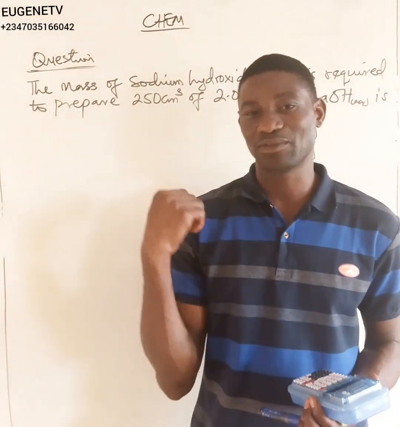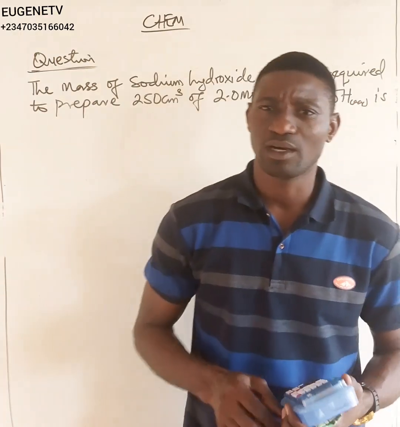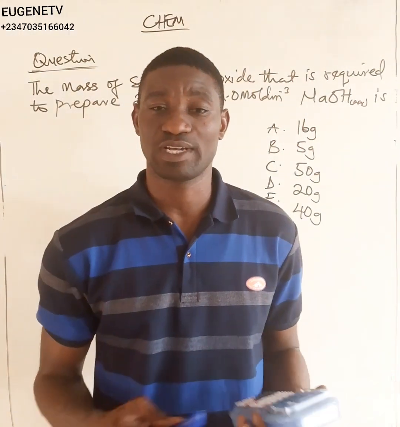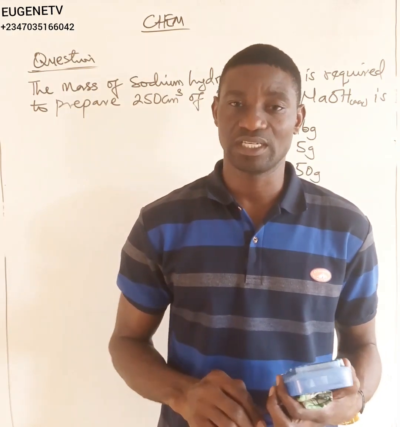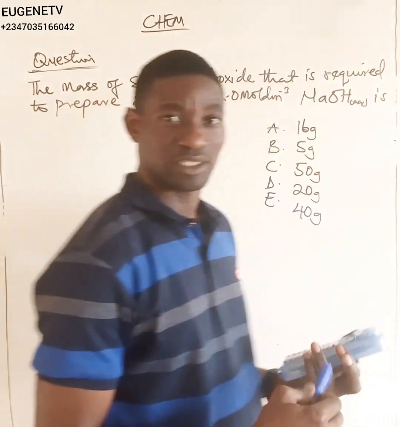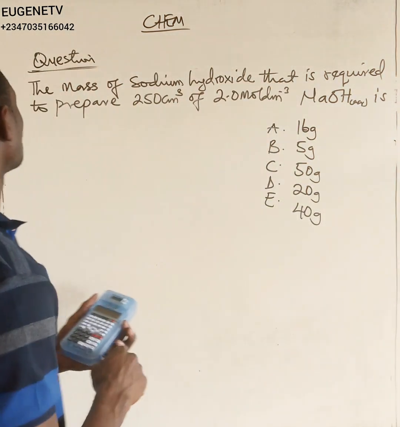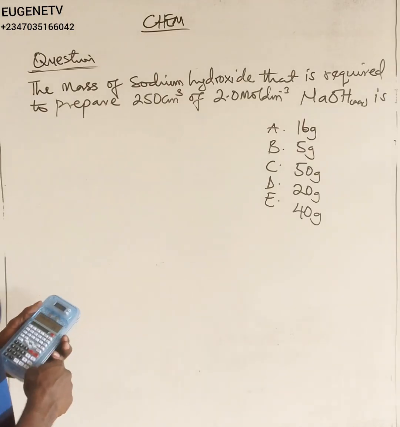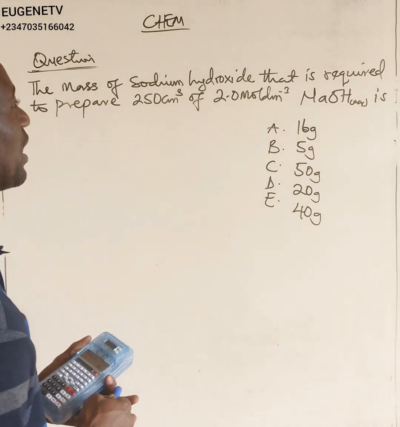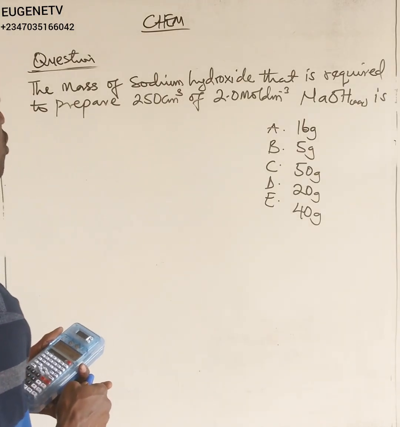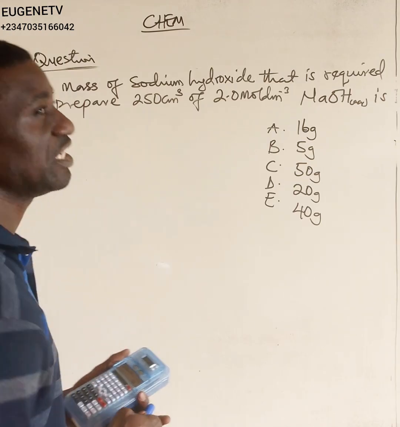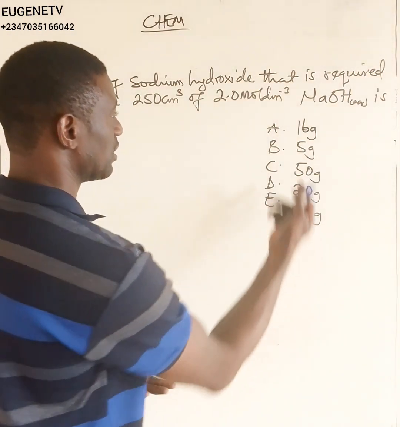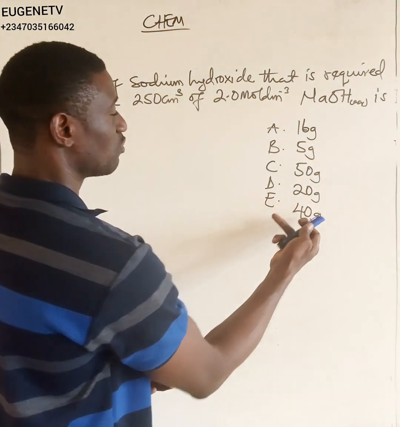Please let us take a look at this question. This question was one of the questions that confused a lot of candidates in the just concluded WAEC chemistry objective test some days ago. So let us read this question. The question says, the mass of sodium hydroxide that is required to prepare 250 cm³ of 2.0 mol per dm³ sodium hydroxide is, what is the mass? 16, 5, 50, 20, and 40 grams.